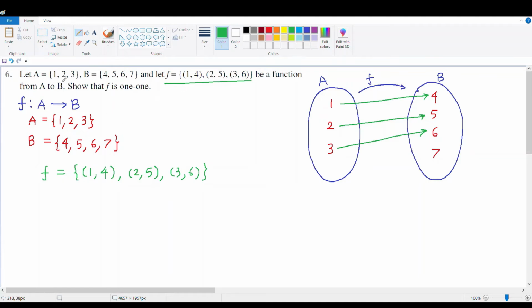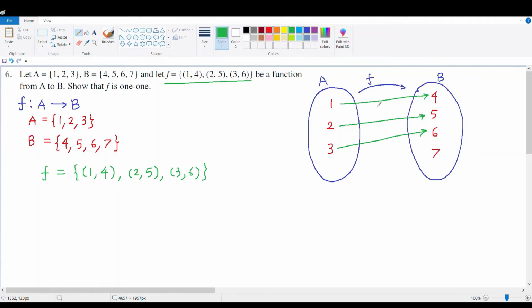Now we were given that relation already, and we made that path in this diagram. Now by the look of it, can you say that every input, or every element in this domain, is connected to some distinct output, some distinct element in this codomain?